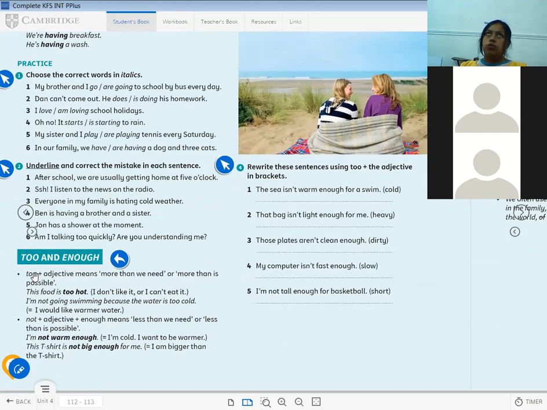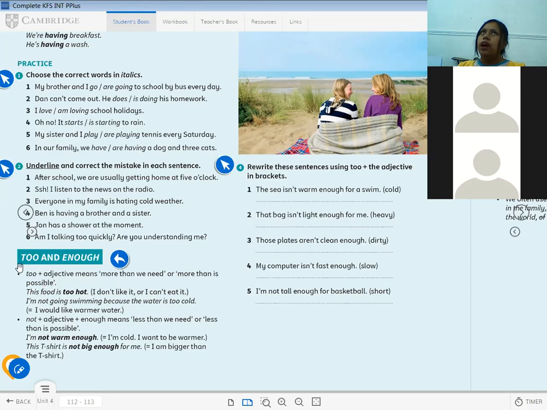Okay, we are going to use too plus an adjective. And all this means more than we need or more than is possible. This food is too hot. I don't like it or I can't eat it. Or I'm not going swimming because the weather is too cold. I would like warmer water. Okay. Did we understand this part?